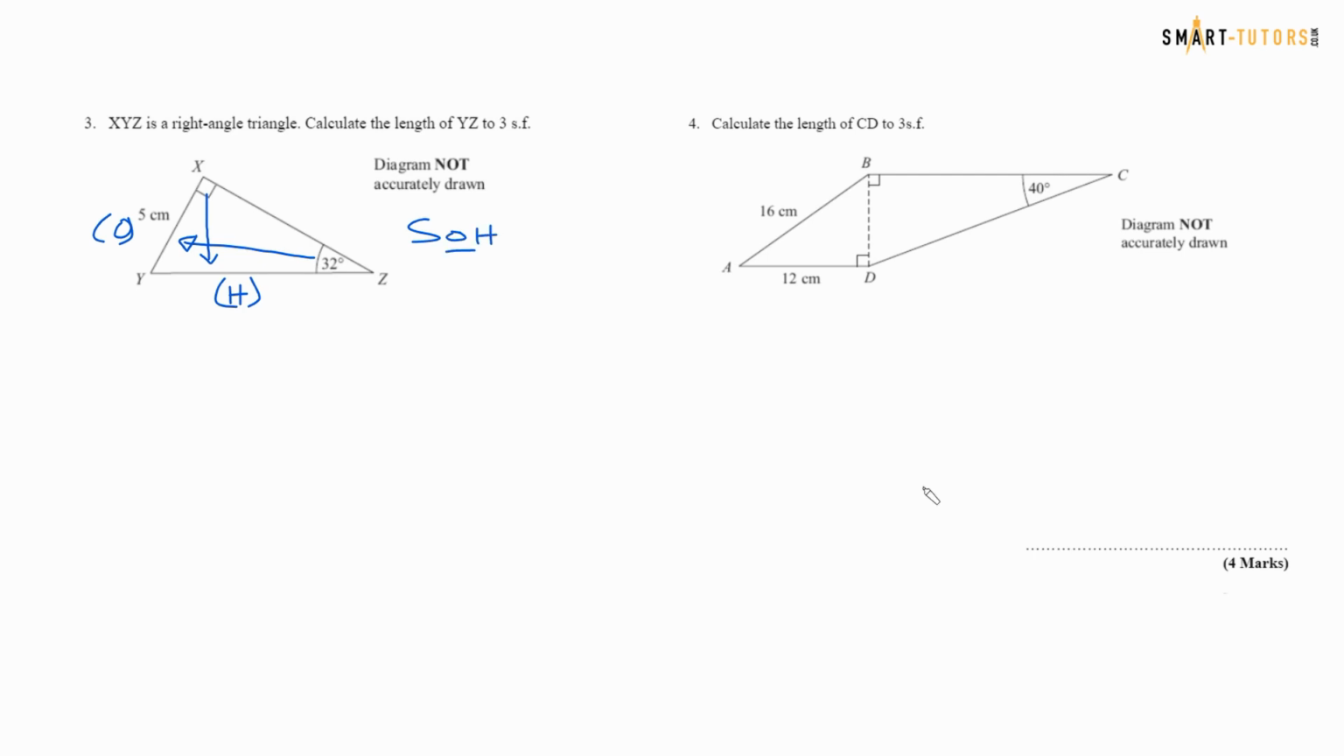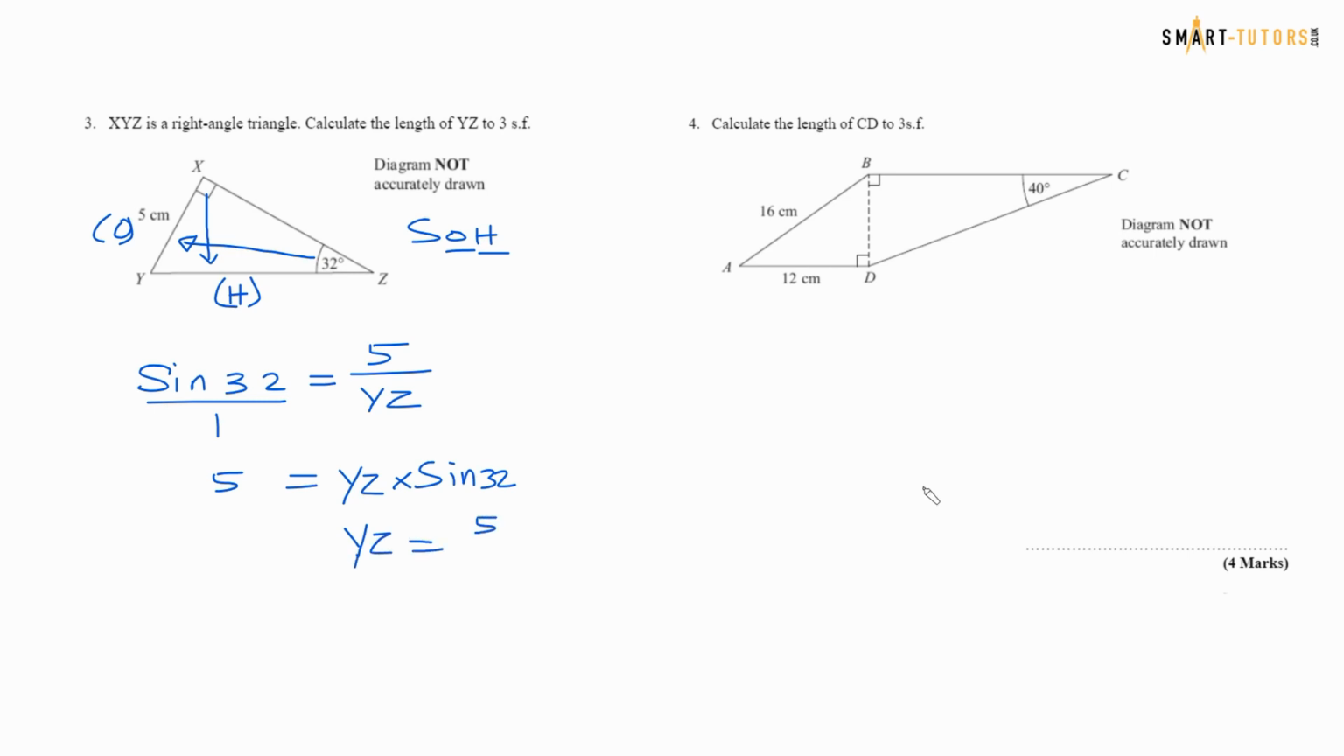SOHCAHTOA. Opposite and hypotenuse are related, so sine 32 equals opposite, which is 5, over hypotenuse, which is YZ. So sine 32 over 1. If I cross multiply, 5 times 1 is 5, equals YZ times sine 32. If I make YZ the subject, YZ equals 5 divided by sine 32. You need to be very careful with how you rearrange the formula.